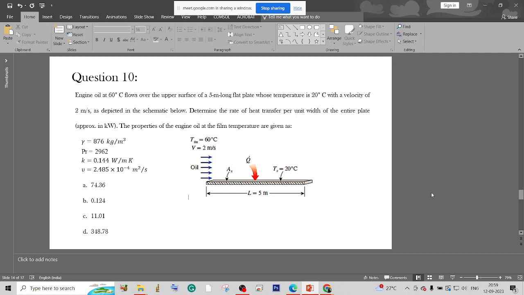Ma'am, the Reynolds number is coming as 40,240, which is greater than 10 to the power 5. So the flow is turbulent. No, it is less than 5 into 10 to the power 5, right? It is 4.024 into 10 to the power 4, correct? So it is less than 5 into 10 to the power 5. So the flow will be laminar. Okay, then use the equation accordingly.